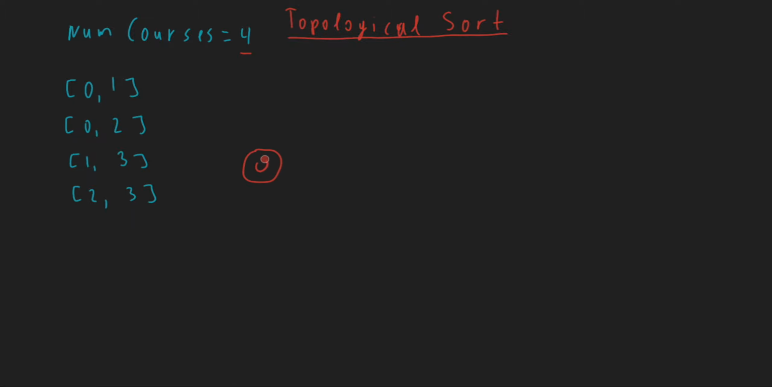Let's say that we have 0, which has the prerequisite of 1, right? Also 0 has the prerequisite of 2, and 1 has the prerequisite of 3, and 2 also has the prerequisite of 3.